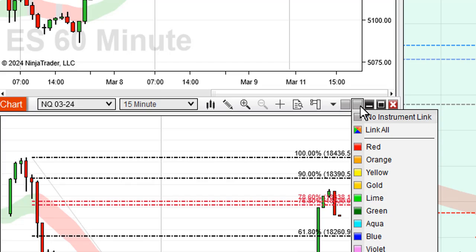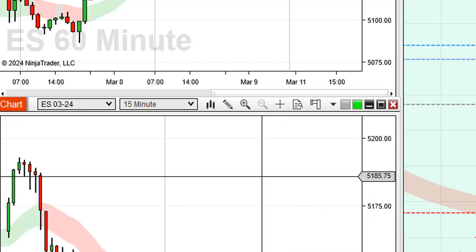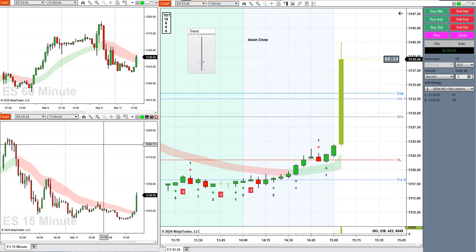I go through the same process. So literally come down here and push lime green. What you'll find is that all of the charts should now be S&P 500 centric.